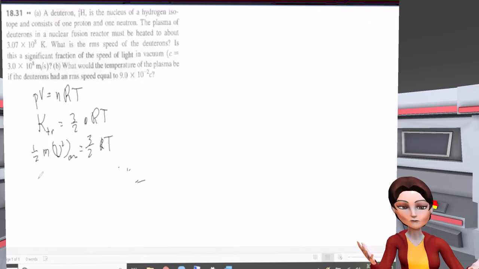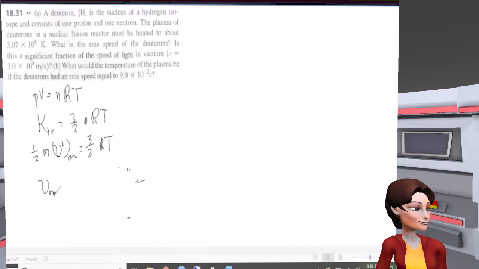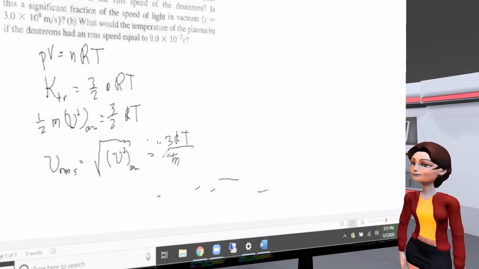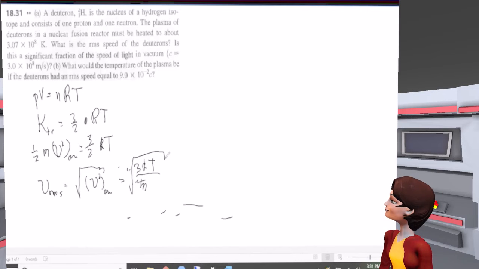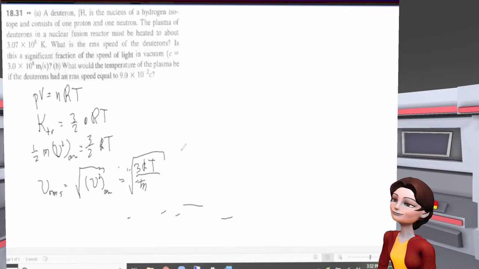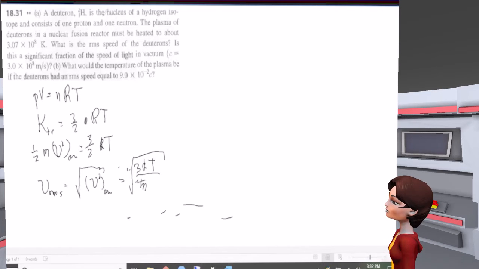the root mean square, that is, the root of the mean, being the average, of the square of the velocity, we find in this model to be the square root of 3kT over m, where m is the mass of a single particle, and we use this result, in this model, to answer this problem 18.31 here.